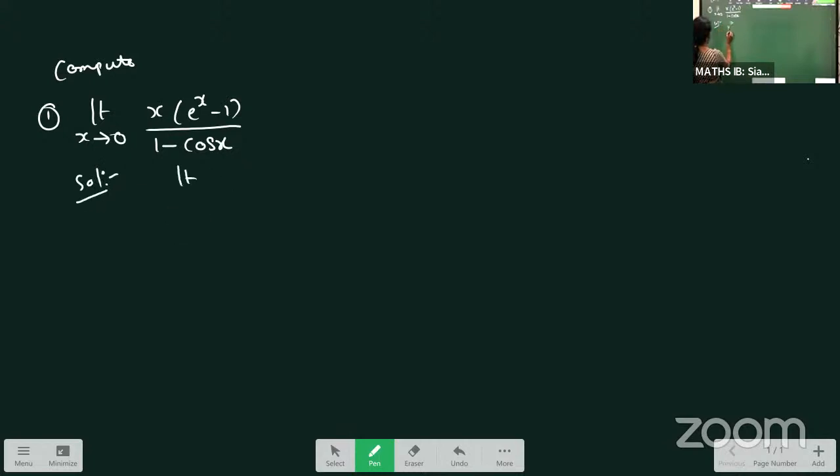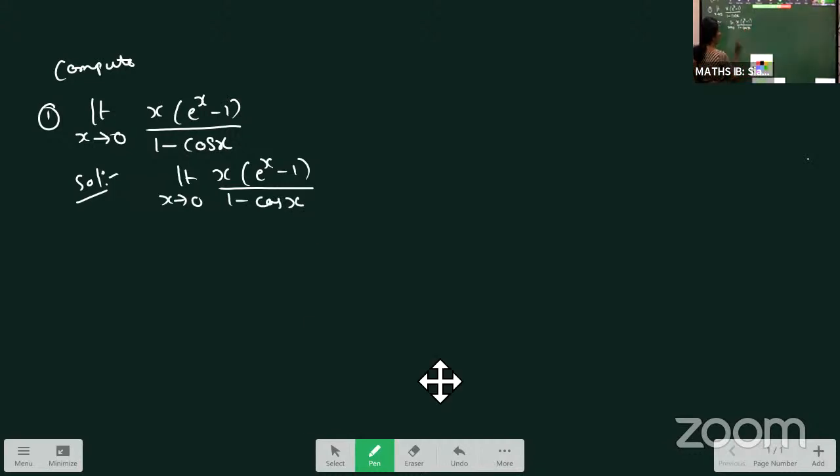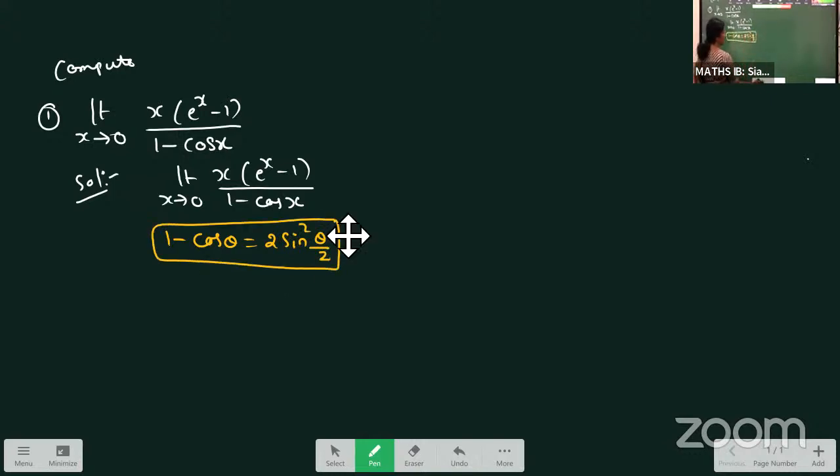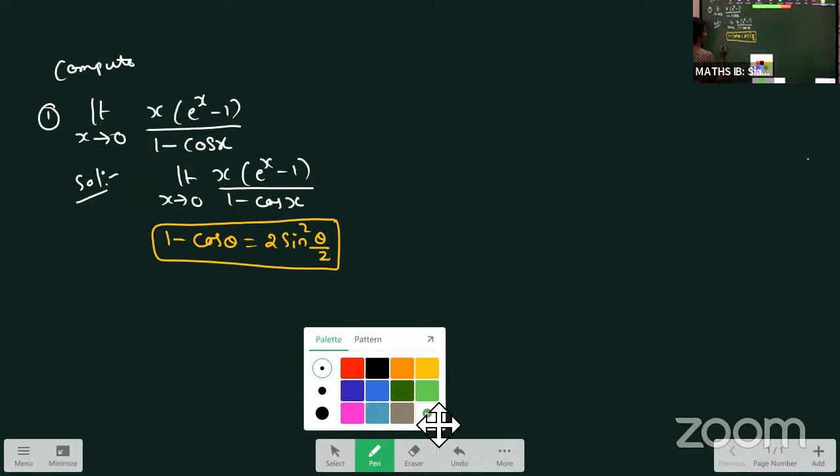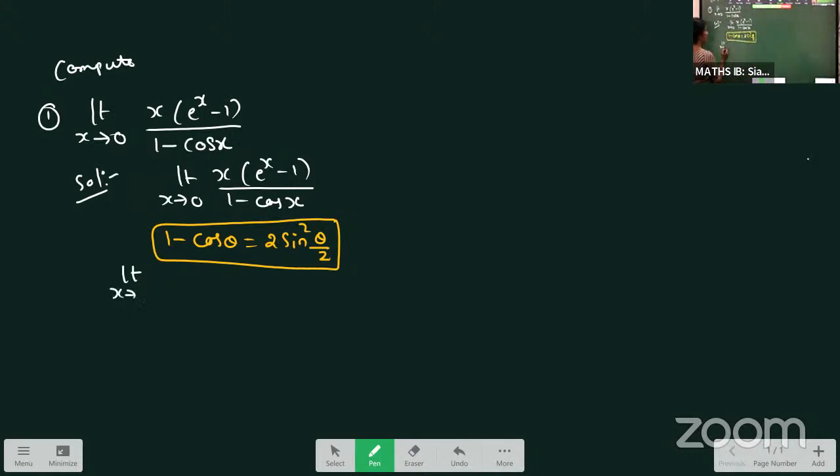Limit x tends to 0, x into e power x minus 1 by 1 minus cos x. In trigonometry, we learned a formula: 1 minus cos theta is equal to 2 sin square theta by 2. Apply this formula to the denominator. So the limit can be written as 2 sin square x by 2.